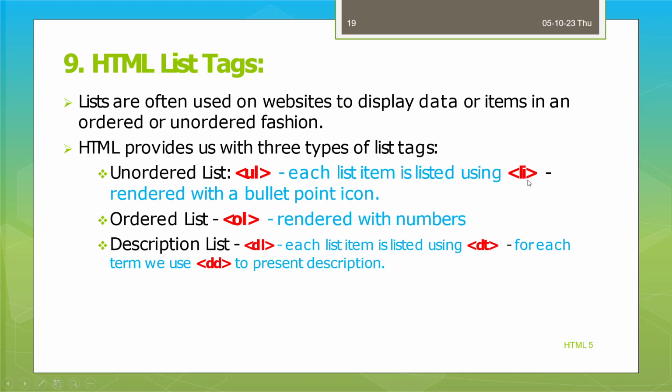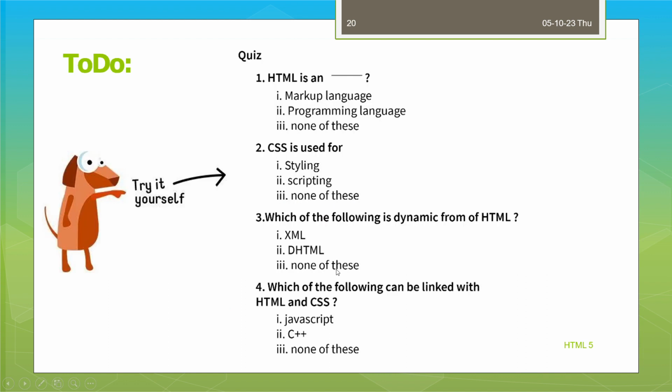Inside the li tag we can insert a set of items. For an ordered list the ol tag is used, for an unordered list the ul tag is used, and for a description list the dl tag is used. Inside the dl tag we are using 2 types of tags: dt, the description term, and dd, the description data, to provide additional information about the particular item. So this is a quiz to recollect our knowledge, right?